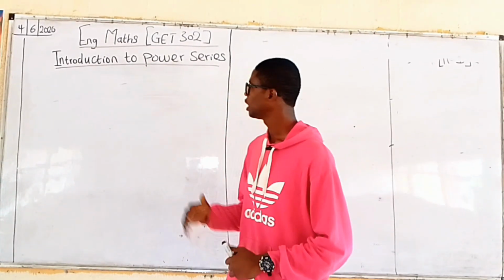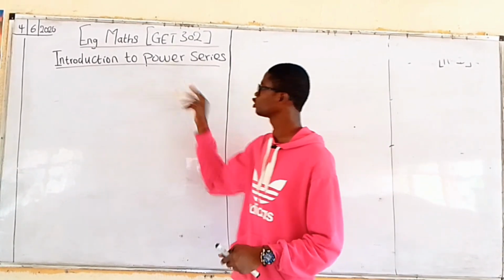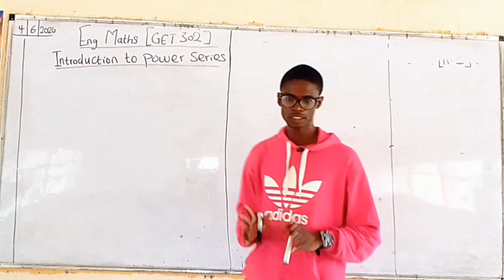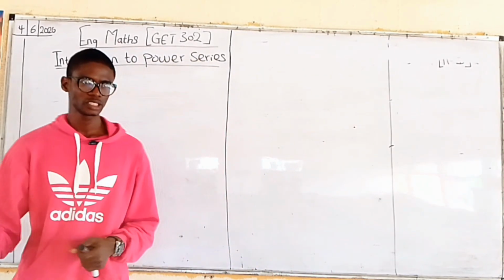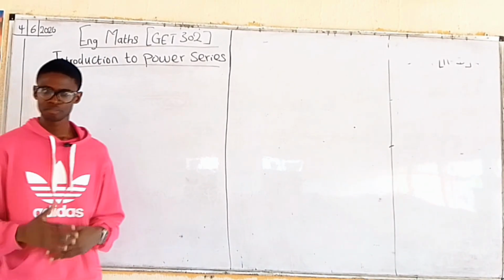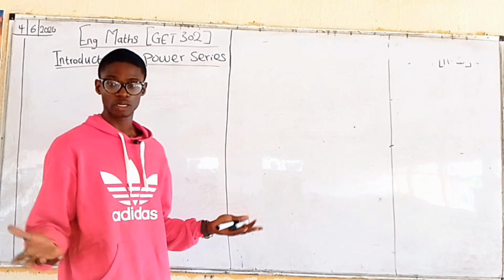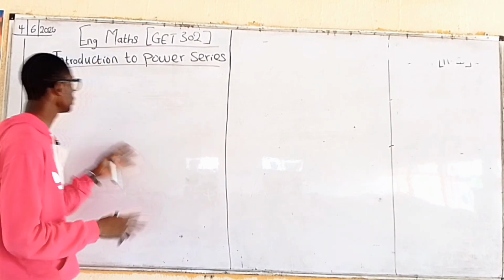So, we'll be dealing with the continuation of introduction to power series. That's where we'll continue. The last time we talked about what series is all about, sequence, the types of series and sequence, and we ended up with a category of power series, which is the Maclaurin and the Taylor series, and that's where we're continuing now.